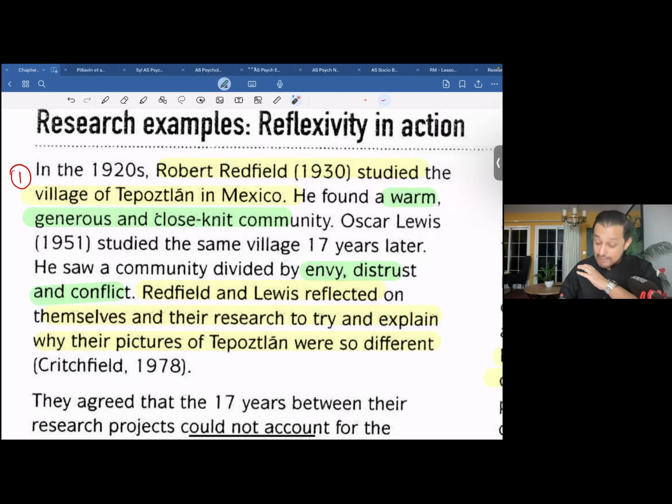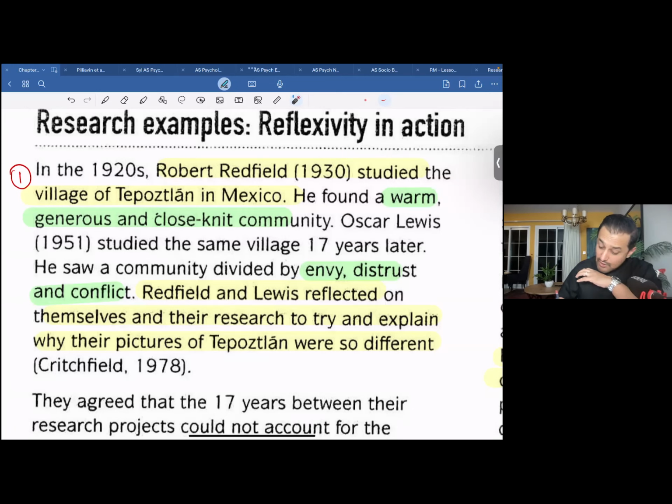Redfield and Lewis reflected on themselves. We're talking about reflexivity. We're putting reflexivity to use, right? Just in case you want to add this in a particular answer, or even if you're not adding it, knowing more is always good in sociology. At least I think if you're studying the subject, it offers you a lot more than just sitting for the examination. It enhances your understanding of the wider world.